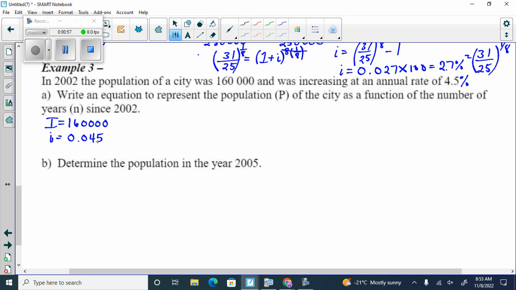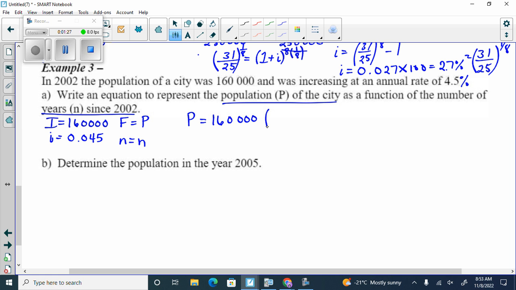Now here it says, write an equation to represent the population P of the city. So your final would be P, as a function of the number of years N since 2002. So N would be N. So they just want the formula. So we're going to have P equals 160,000. Are we adding or subtracting from 1? We're adding, because if it's above 1, it's growing, right?